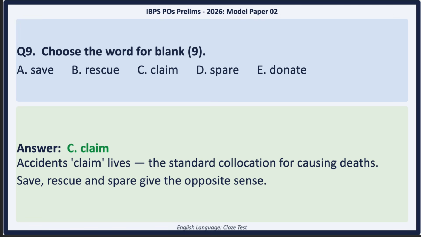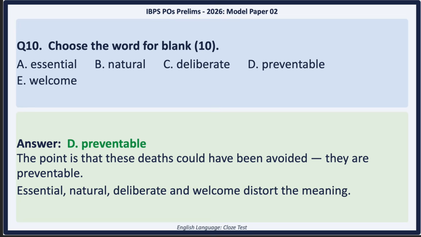Oh, wow. Okay, question 10 follows right after: a large share of these deaths is entirely blank. We know these are caused by human errors like overspeeding. The concept is contextual semantics. Right. So if a tragedy is caused by changeable human behavior, it is avoidable. The correct choice is D, preventable. It's a logical deduction. Makes sense.